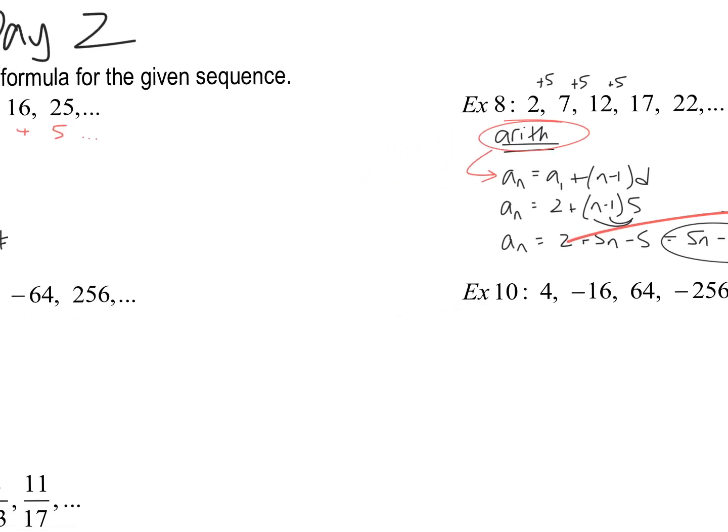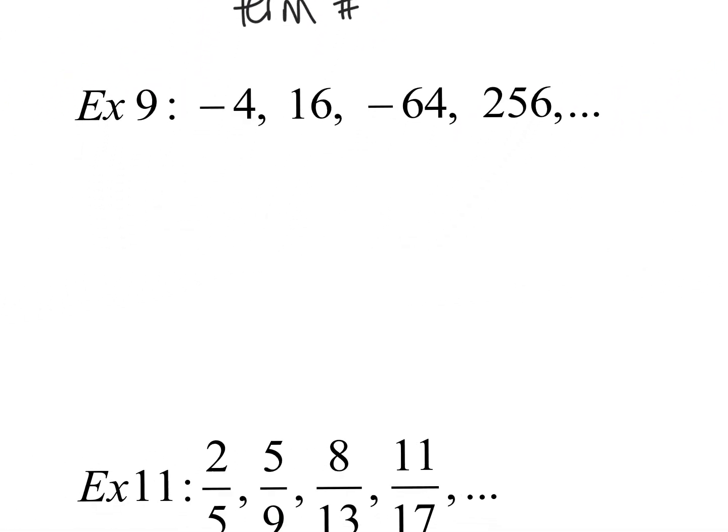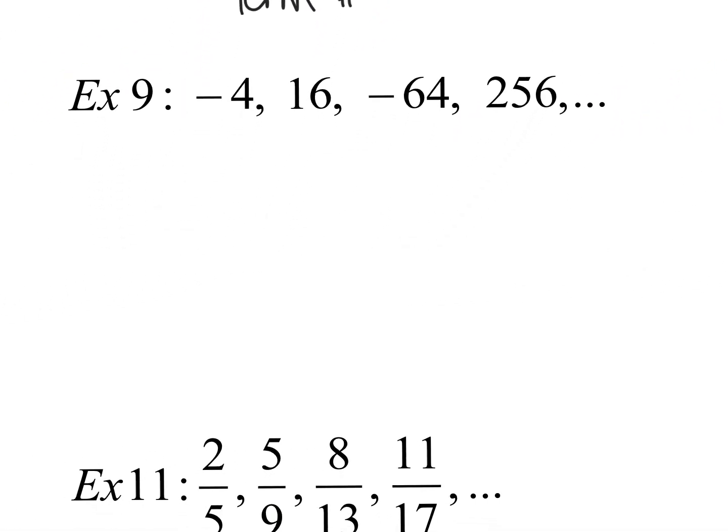Okay, let's try another one. Let's see. It's not adding because the numbers are getting really big and the signs are alternating. So this is going to be a little bit trickier. Am I multiplying by 4, 16 times 4, 164 times 4? Signs are still alternating though. Let me see if the numbering trick is going to work.